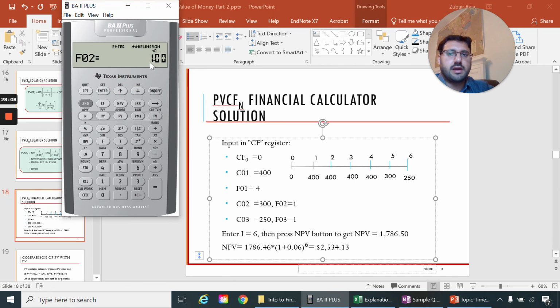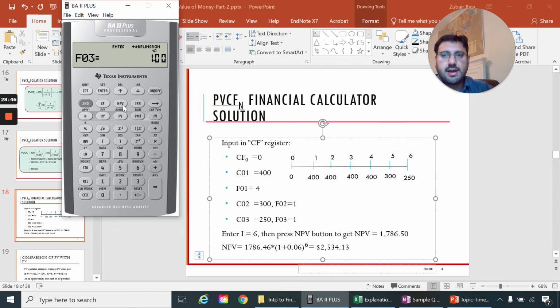Only the 1 is already there, right? So now the third cash flow, C0, unique cash flow. So 250. Enter. And how many times did it appear? Only 1 time. By default, it is already 1. So we are good to go to enter the interest rate. If the 250 has appeared more than once, then yes, you have to press 2 and press enter. If it is 1, which is the default value of the frequency, it is not necessary to press enter.